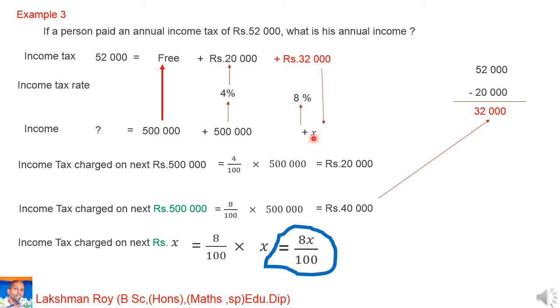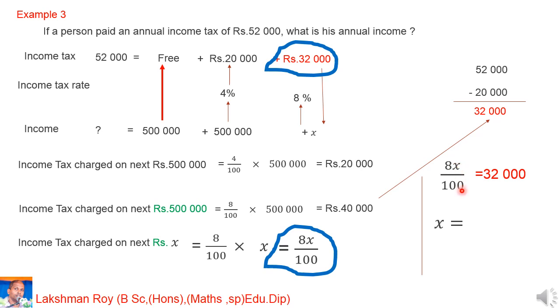Now it should be equal to what amount? This amount is equal to this 32,000, because if he earned this amount, he should pay 32,000 rupees tax. So that means 32,000 and 8x over 100 should be equal, right? Let's see how to simplify. 8x over 100 should equal 32,000 rupees. Then you can easily multiply by 100 because it is divided by 100.